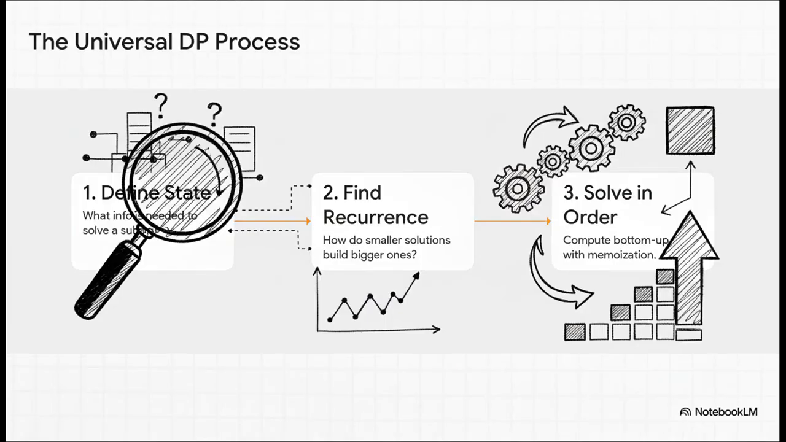And those two ingredients give us this beautiful universal three-step recipe. First, you define your state. Basically, what info do I need to solve one small piece of the puzzle? Second, you find the recurrence. That's the formula that connects the small answers to the bigger ones. And third, you just solve them in the right order, usually bottom up, building your way to the final answer.